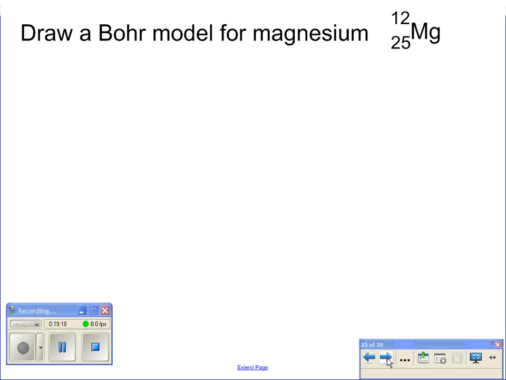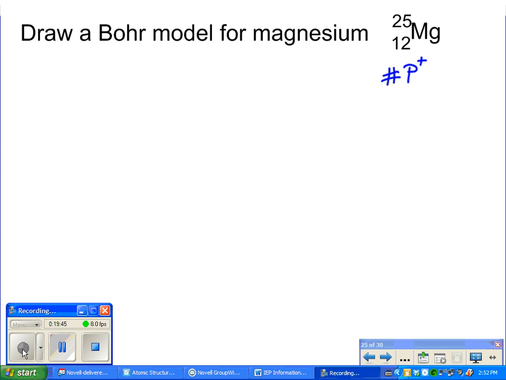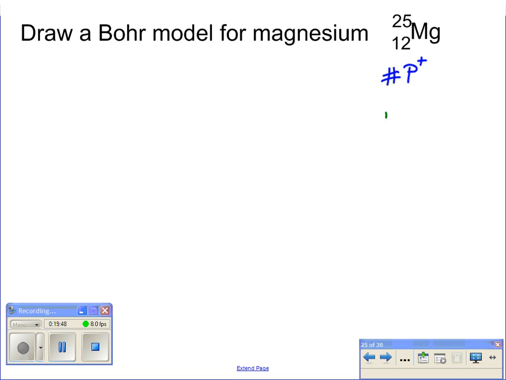Okay, so let's make a Bohr model of magnesium. This is called the nuclear symbol of magnesium, with the numbers and the symbol. We'll talk about that in just a moment. You can use that and determine the element's number of protons, the number of electrons, and the number of neutrons.